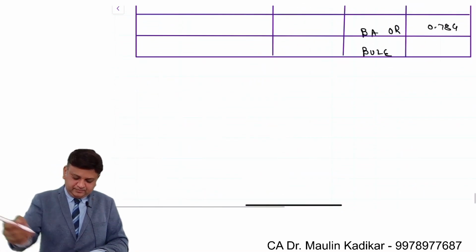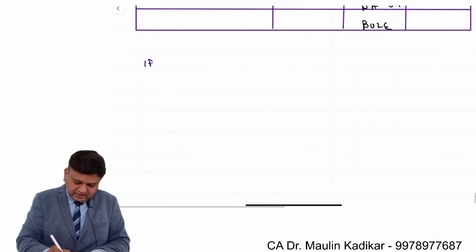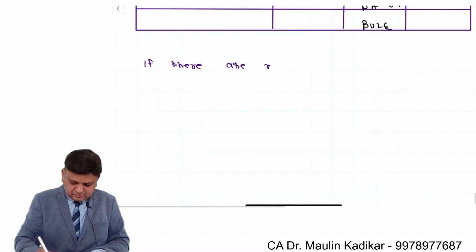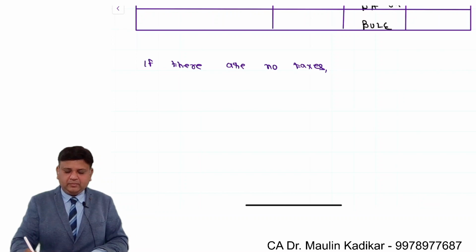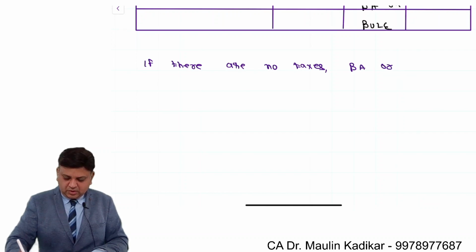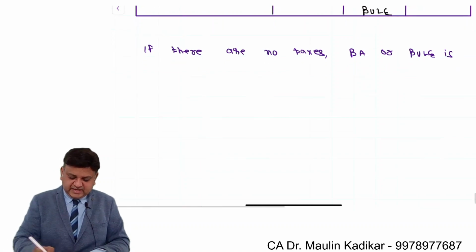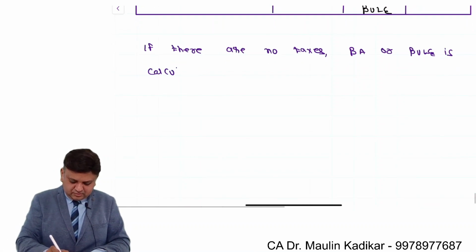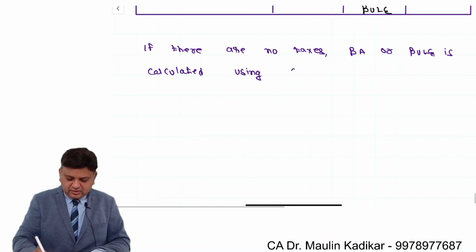With paragraph right now, if there are no taxes, beta of asset or beta of unlevered equity is calculated using the simple weighted average formula.